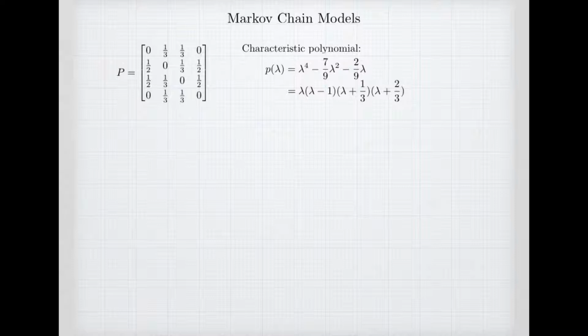So the eigenvector for eigenvalue 0 is this vector negative 1, 0, 0, 1. An eigenvector for lambda equals 1 is the second vector 1, 3 halves, 3 halves, 1. And I have eigenvectors for my other 2 eigenvalues as well.